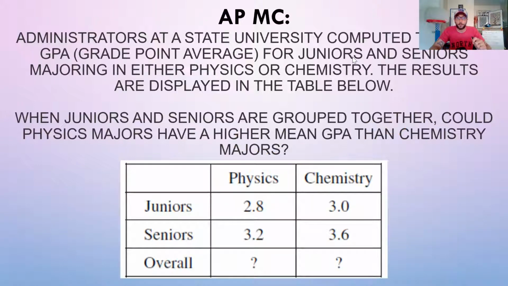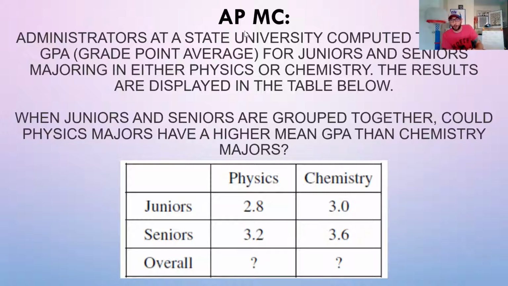So this is actually an AP multiple choice from an exam. An admin at a state university computed the mean GPA for juniors and seniors majoring in either physics or chemistry. The results are displayed in this table at the bottom. And so the question is, when we combine juniors and seniors into one group, right, put everyone together, just like we combine men and women, is it possible that physics majors have a higher overall average GPA than chemistry majors?